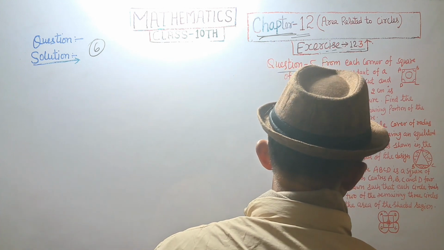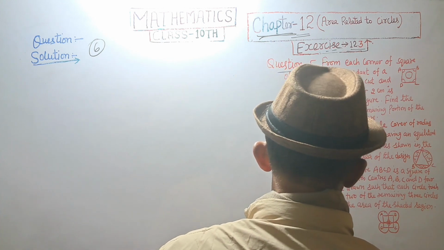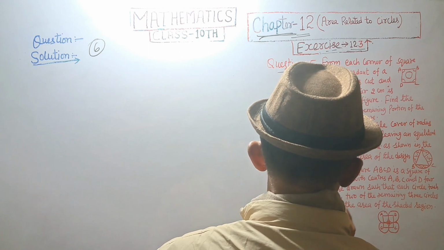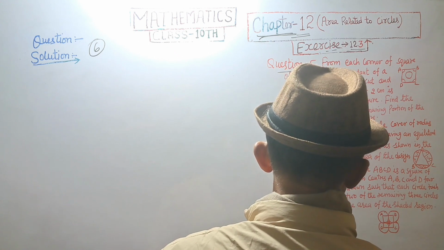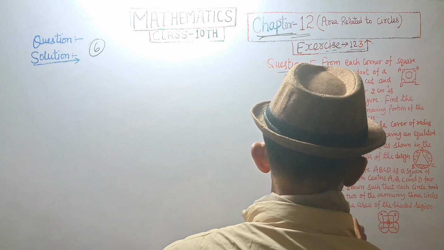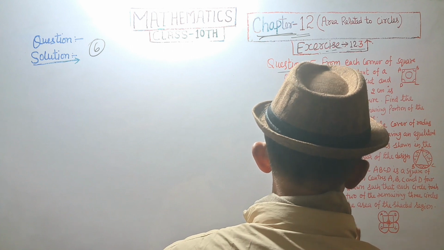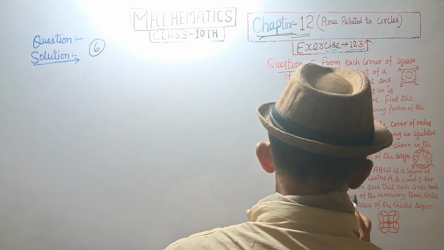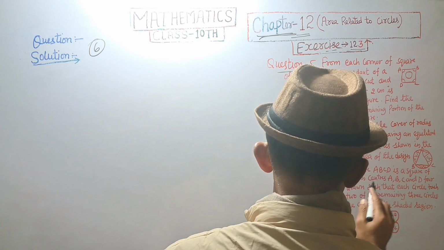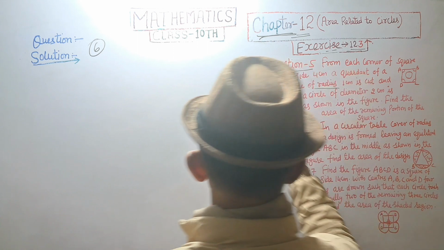Question number 6. In a circular table cover of radius 32 centimeter, a design is formed leaving an equilateral triangle ABC in the middle as shown in the figure. Find the area of the design.